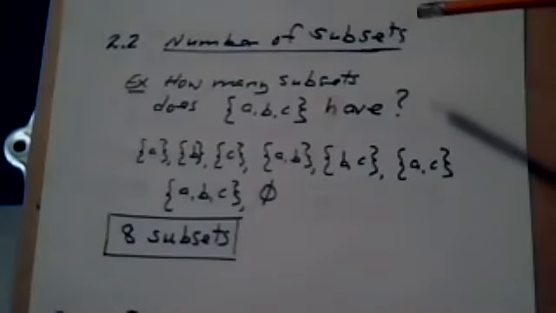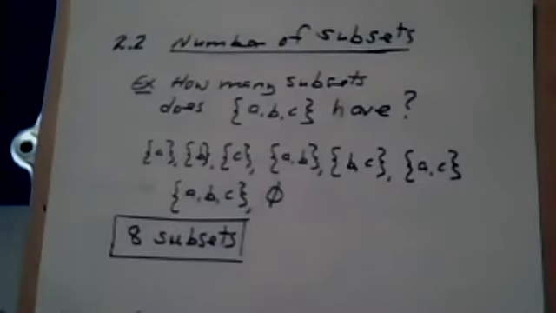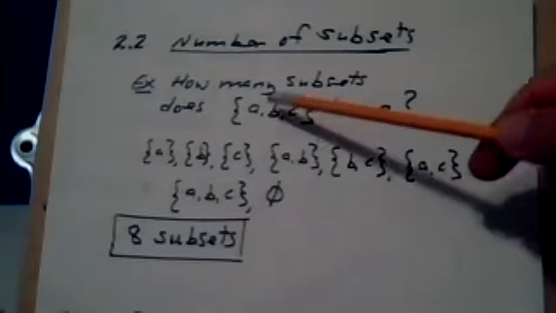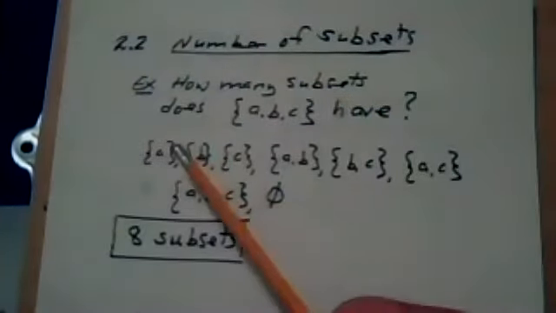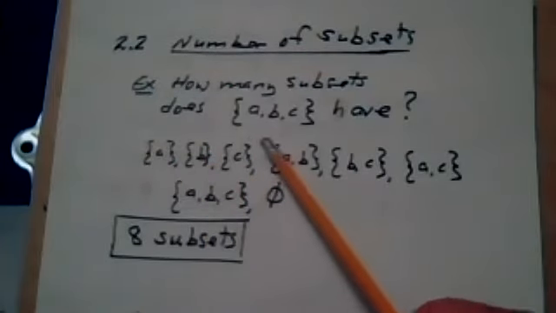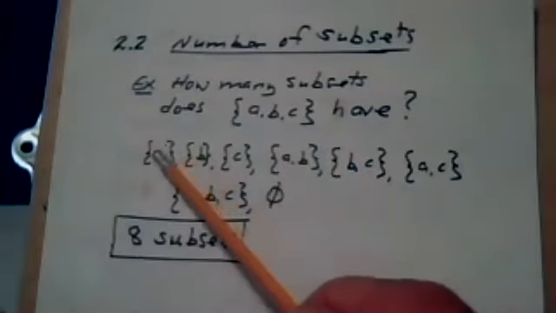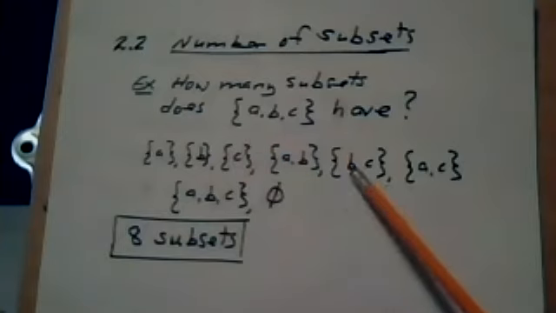One question that is asked quite frequently is how many subsets can you come up with? How many portions? If they give you this set A, B, and C, how many portions can you come up with? Well, notice this is one portion. Each one of these is a portion of the original set.